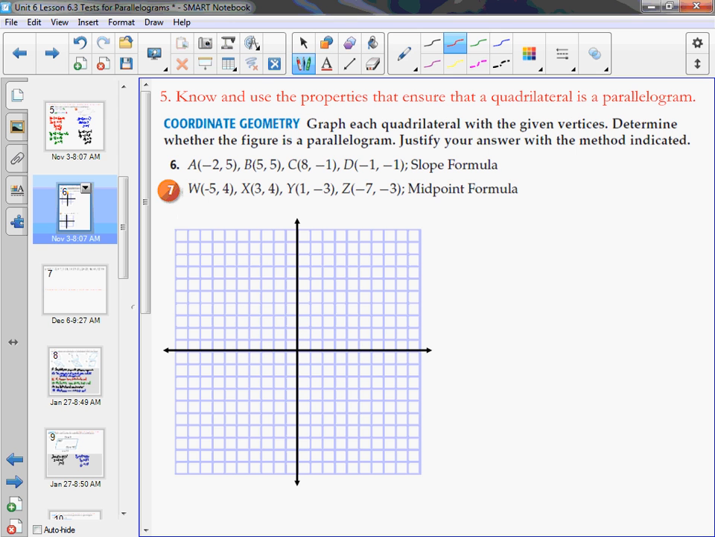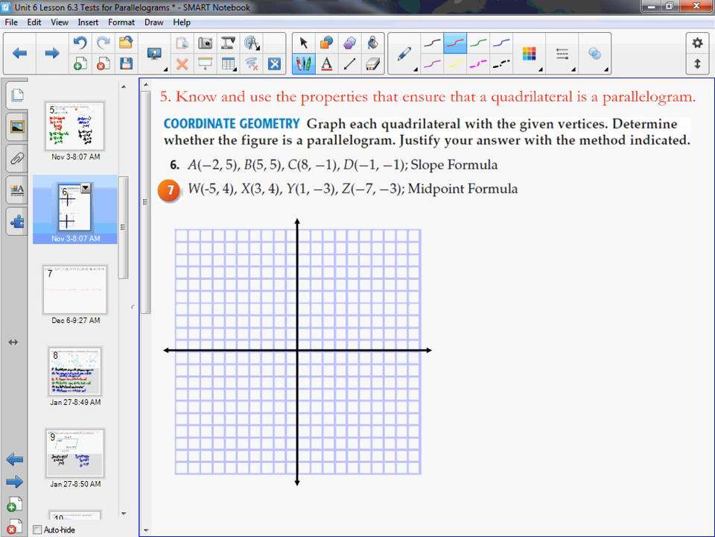6 and 7. So you got to turn over to page 414. Graph each quadrilateral with the given vertices. Determine whether the figure is a parallelogram. And then justify your answer with the method indicated. In fact, I may actually do the method indicated before I state my answer. Okay? So, number 6. So on your paper, just sketch out a coordinate plane real quick. Doesn't have to be very accurate because we're going to justify our answer. We're not going to go just by how it looks.